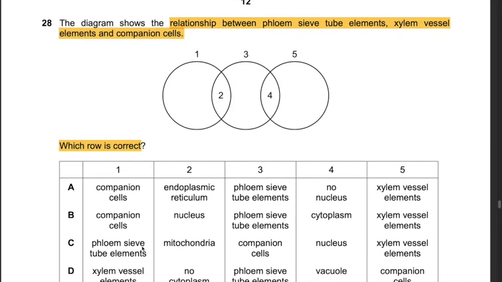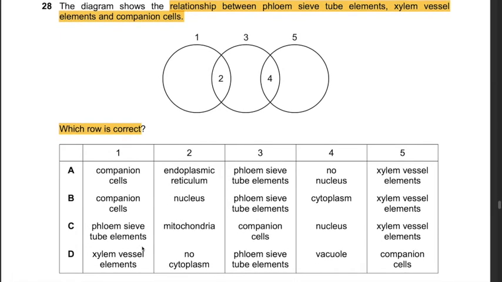Question 28. The diagram shows the relationship between phloem sieve tube elements, xylem vessel elements and companion cells. Which row is correct? They have shown the diagram, 2 being the similarity between 1 and 3, 4 being the similarity between 3 and 5. Therefore, if we go to the answers A, B, C and D, let's look at A. Companion cells do have endoplasmic reticulum as well as phloem sieve tube elements also have endoplasmic reticulum. Therefore, that is correct. Phloem sieve tube elements as well as xylem vessel elements both have no nucleus. Hence, the answer is A.